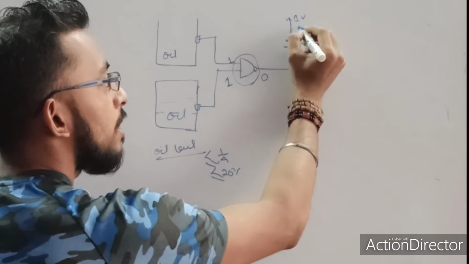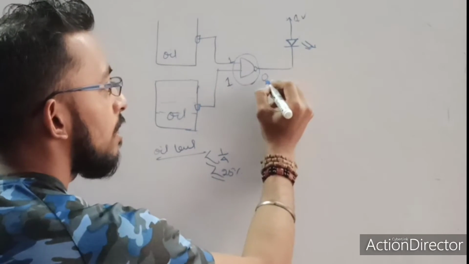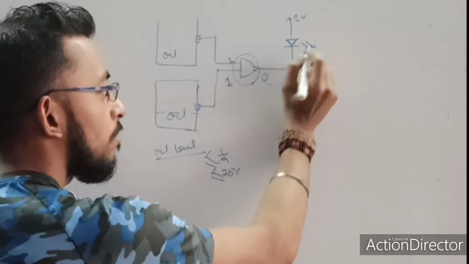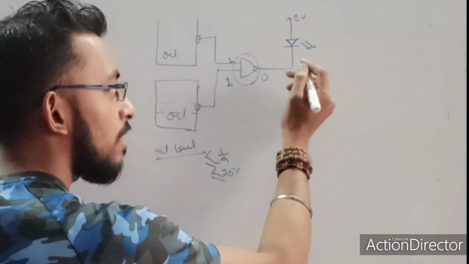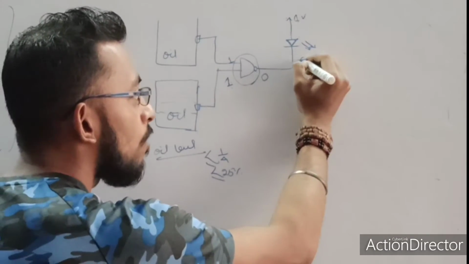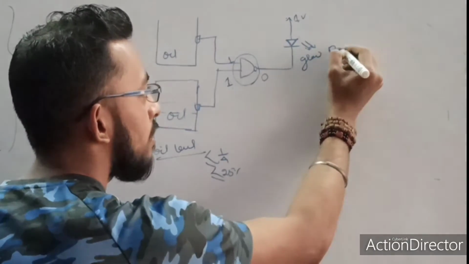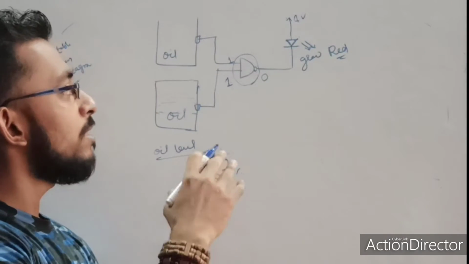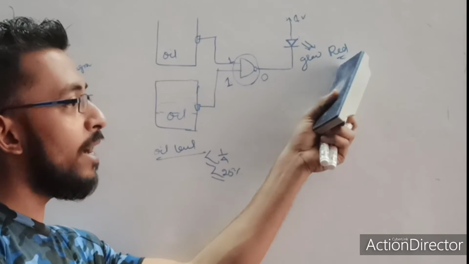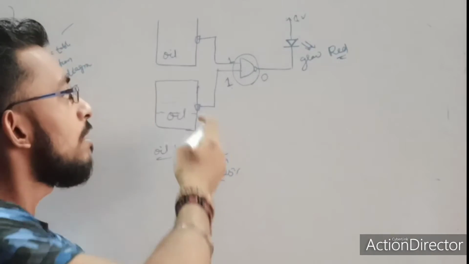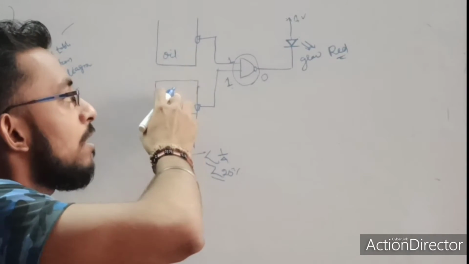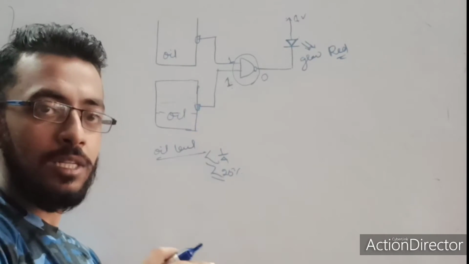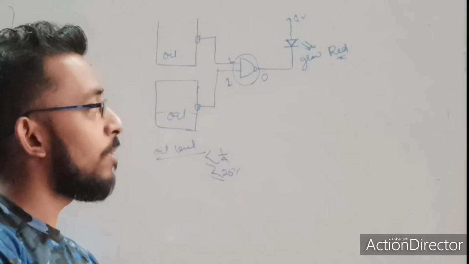Here the positive voltage is connected to the P side, and the negative, meaning less voltage, is connected to the N side. That means it is forward bias. Forward bias means the diode will conduct current, and it will glow. Let's take red light. I have programmed it so that once it glows red, I will know that in both containers my oil level has decreased below 1/4, or 25%.